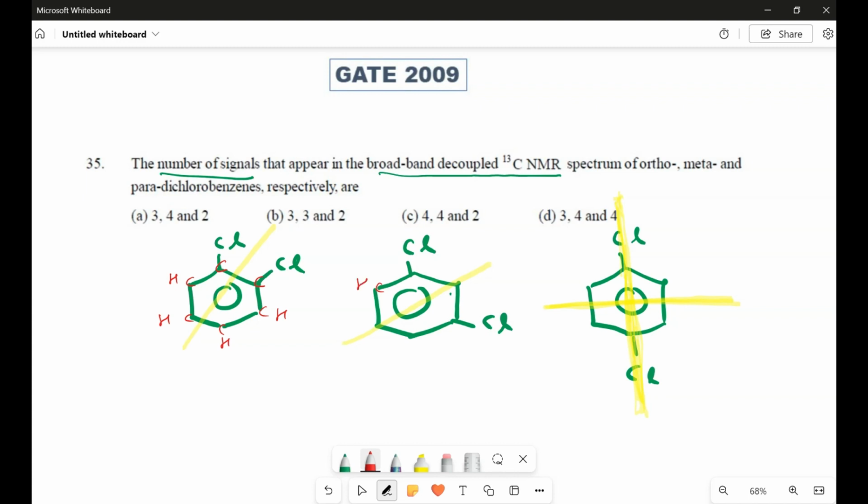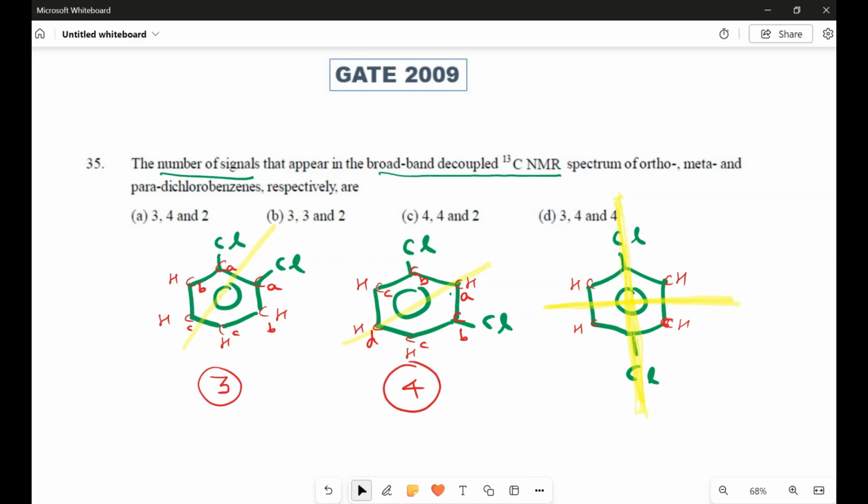So first let us label them. Let's label them quickly. Let us find the number of carbon signals. So this becomes carbon A, B, B, C, C. So this has 3 carbon signals. This one A, these 2 carbon, they are lying on the mirror plane. So B, so these are C, and this is D. So 4 carbon signal. Now compare this.